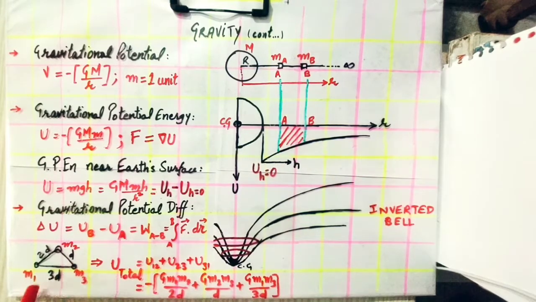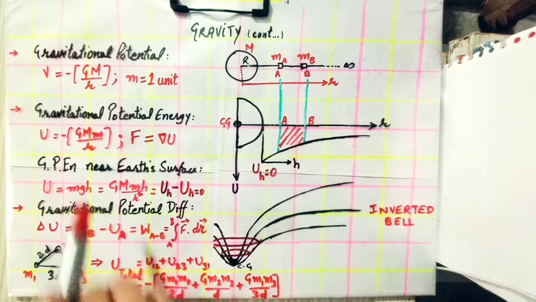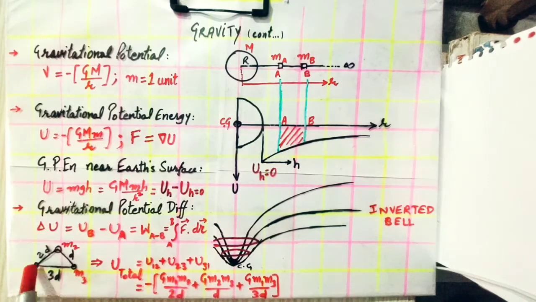And now we have this set of masses m1, m2, m3 kept at distances from each other of 2d, d, and 3d respectively, and the total gravitational potential energy stored in this system is computed by the sum of each pair, which is U12 plus U23 plus U31, and U is given by this formula, which is GMm by r. R is this over here, 2d for m1, m2, and similarly we have this for the other two pairs.